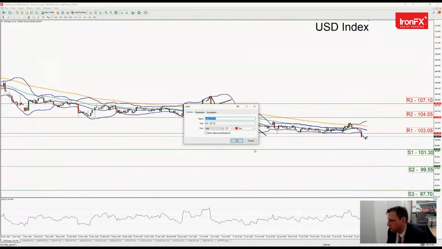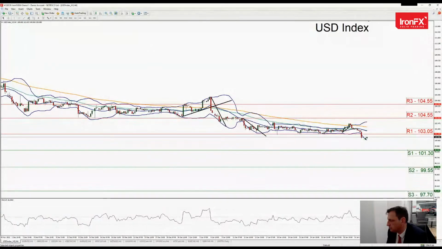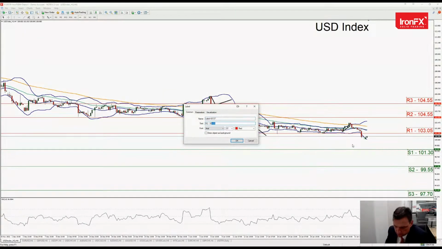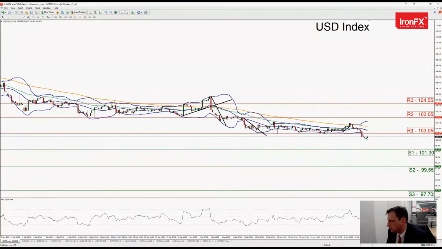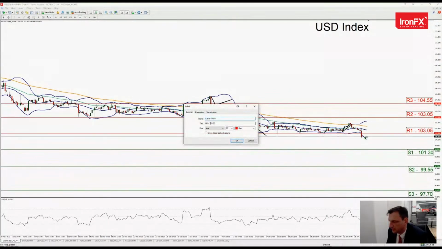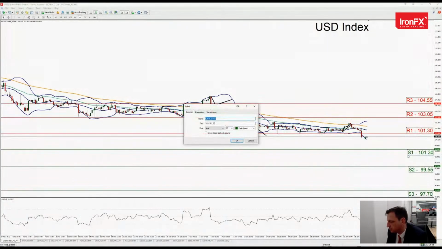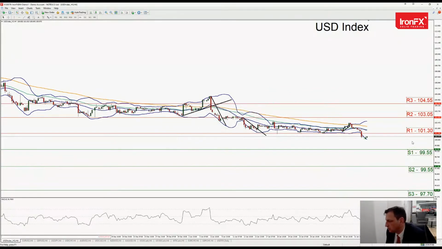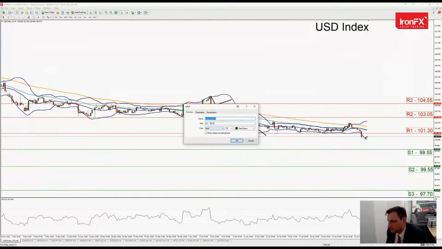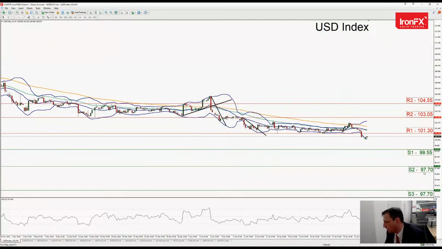R3 now to be placed at 104.55. R2 at 103.05. R1 at 101.30, given that it has broken below it. S1 for support line now being placed at 99.55. S2 to be placed at 97.70, and the S3 at 95.10.